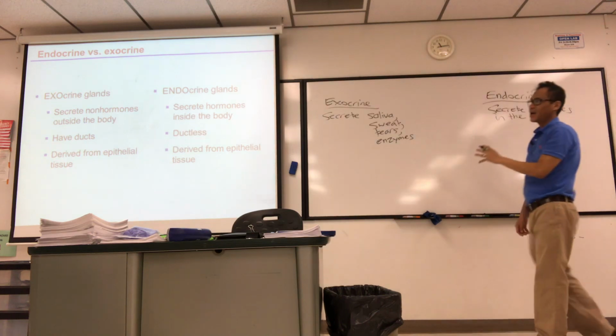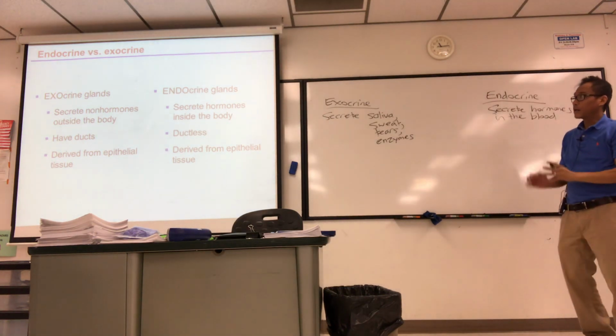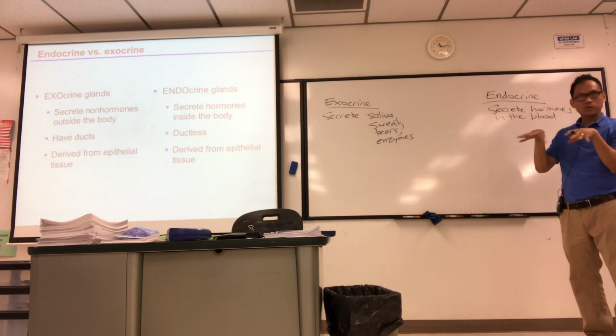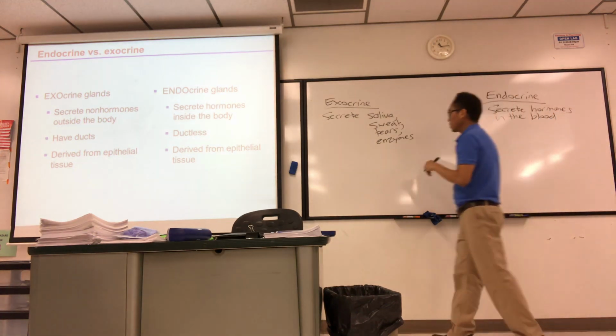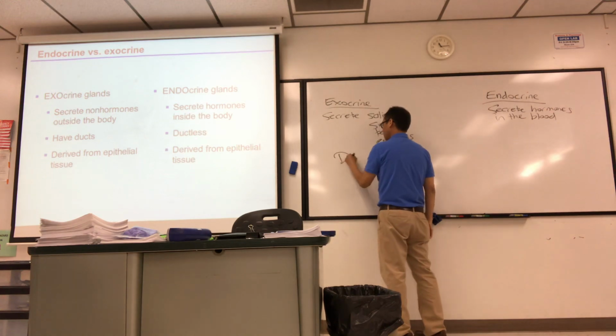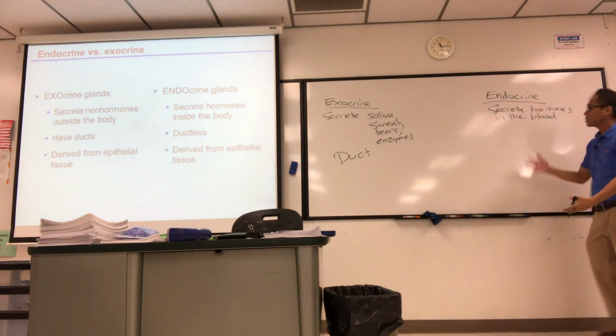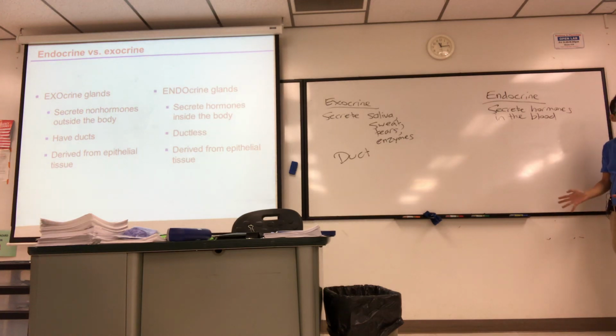Okay, just not hormones. And exocrine glands, you need a duct to the surface. I'll just put duct. They're glands that have a duct. Endocrine glands are ductless. They just need access to the blood. They don't need a duct that goes somewhere.